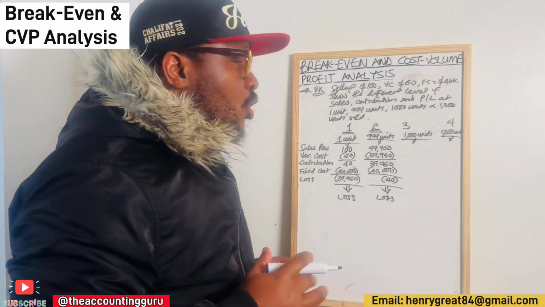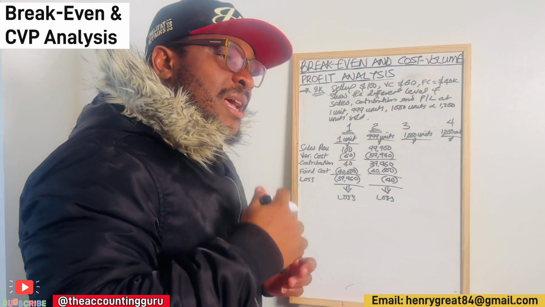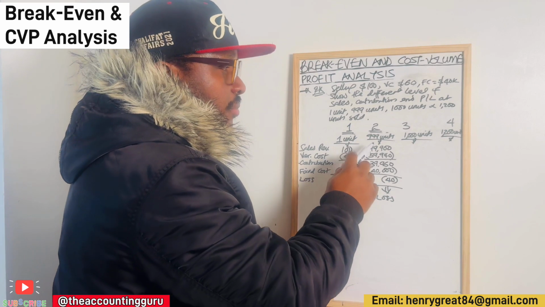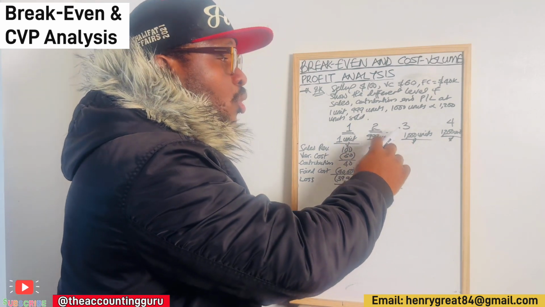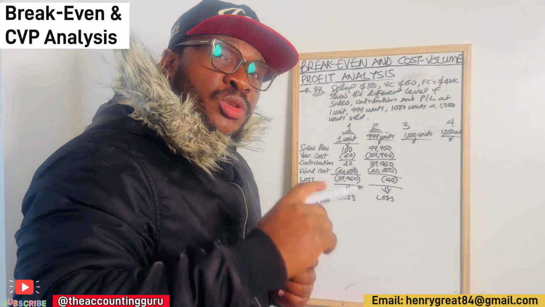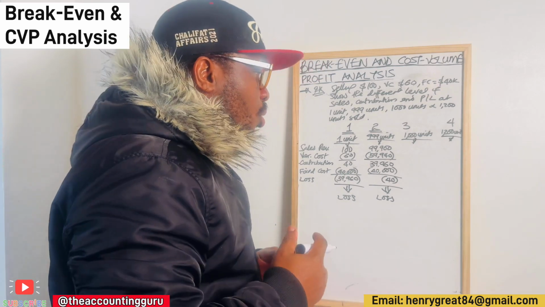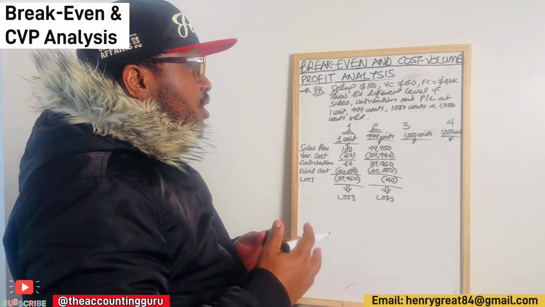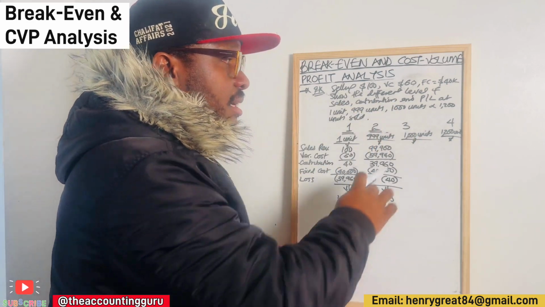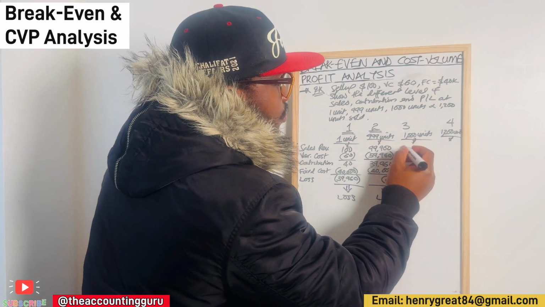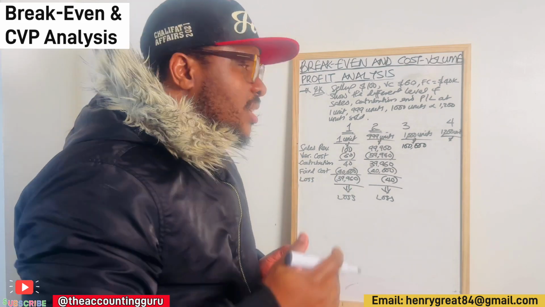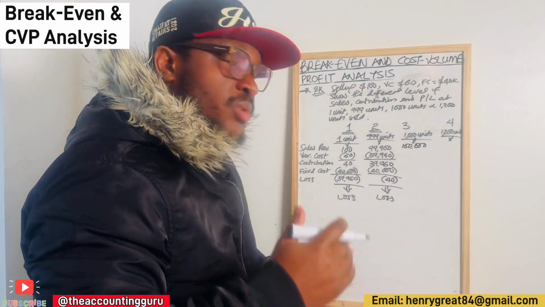Now in level 3 we will see here that an additional 1 unit was sold, bringing total units in level 3 to 1,000 units. So what will be the sales revenue in level 3 when an additional 1 unit was sold? Total sales revenue in level 3 will be $100 per unit times 1,000 units. So this will give us $100,000 as sales revenue in level 3.